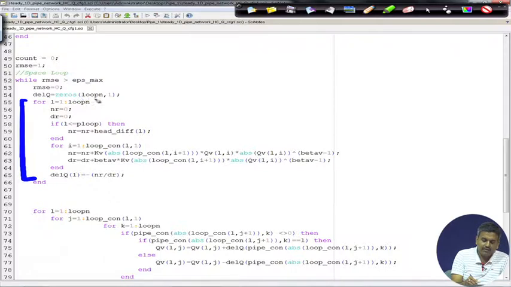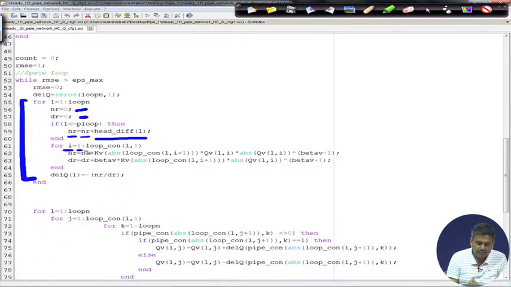For L equals 1 to loop number, NR is the numerator and DR is the denominator. If L is less than or equal to the number of P loops, then we need to add this NR value: NR equals NR plus head difference. The head difference we need to add directly in the numerator, because for our problem only this head difference is there.